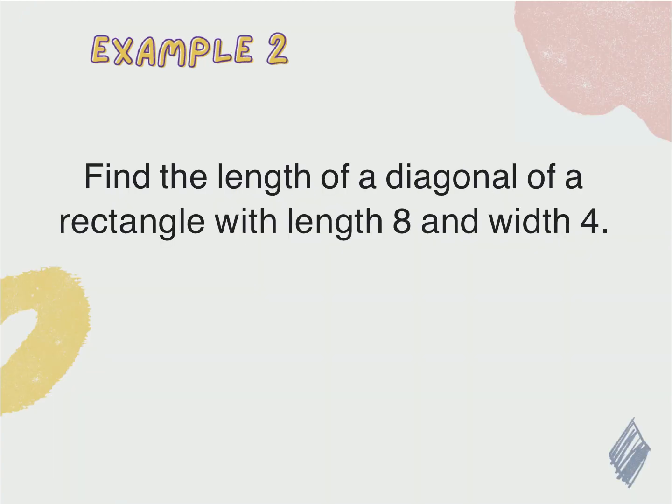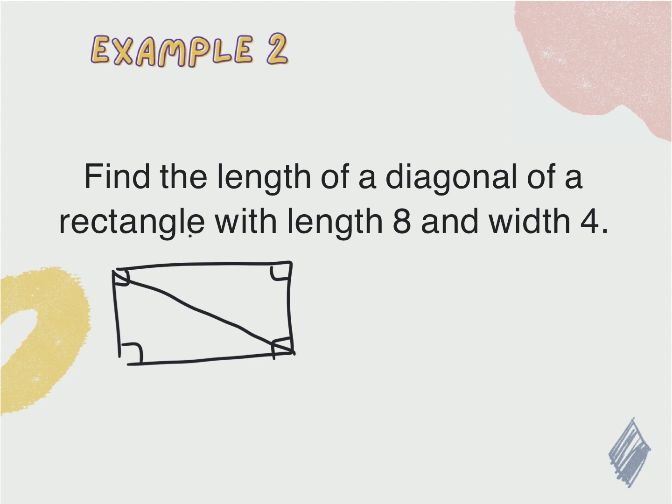All right, for example 2, they want us to find the length of a diagonal of a rectangle with a length of 8 and a width of 4. If you notice, we're going to have 2 triangles, the green one and the red one. Keep in mind, we broke this rectangle into 2 triangles, which is completely fine. They're asking us to find the length of this diagonal, so I'm going to mark it as x. That is the hypotenuse for either triangle.